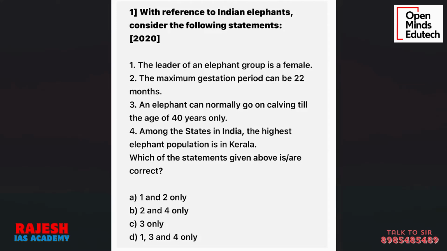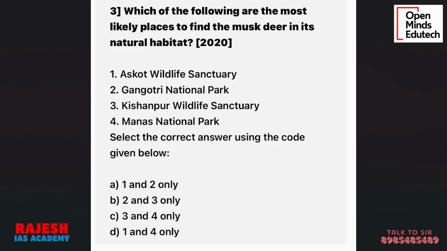Fourth statement, among the states in India, the highest elephant population is in Kerala. So within India, you are supposed to know the habitat where you can see an animal, and the density where you will see most of those animals, and the basic nature of important animals at least. Which of the following are the most likely places to find the musk deer in its natural habitat?